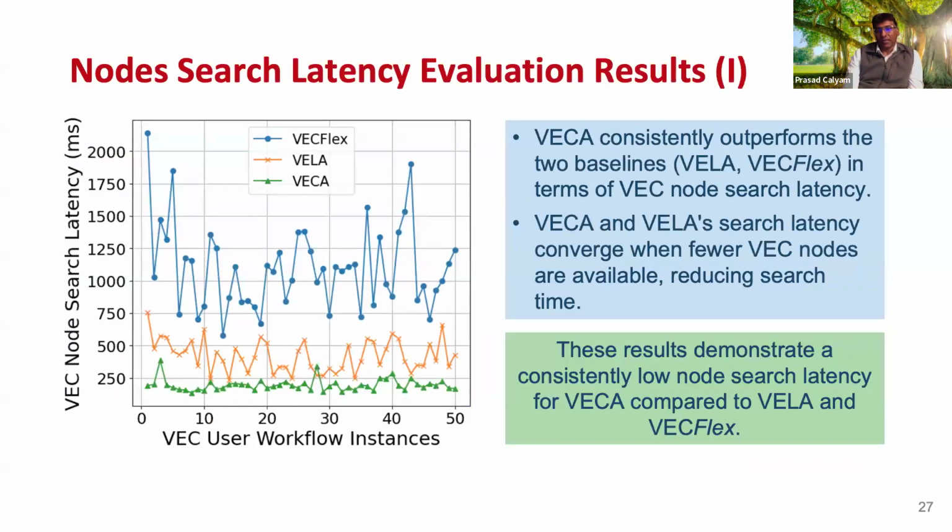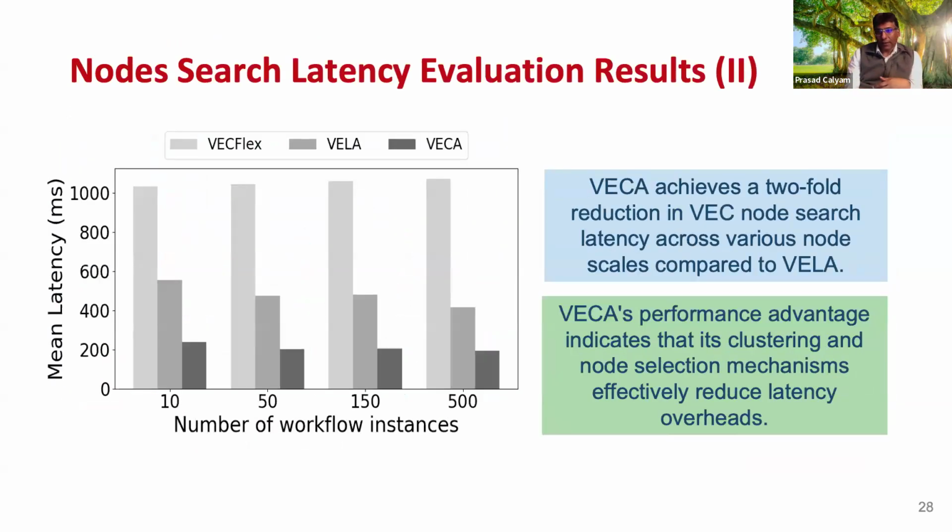And so you can see here that our approach of this two-phase scheduling consistently shows better performance than Vela and VEC Flex in terms of the search latency. And so we're able to find the right nodes very quickly and do it across a large number of workflow instances. And we're able to achieve a twofold reduction in the node search latency compared to Vela, which is the latest state-of-the-art approach to doing this kind of scheduling, and also we're able to show this clustering approach we have really reduces some of the latency overheads.